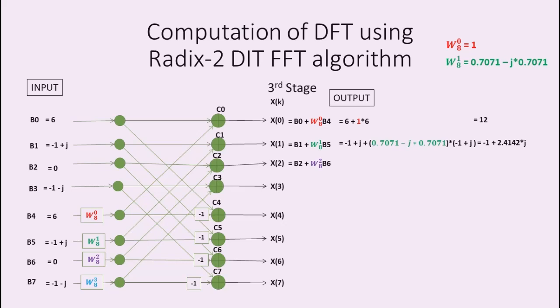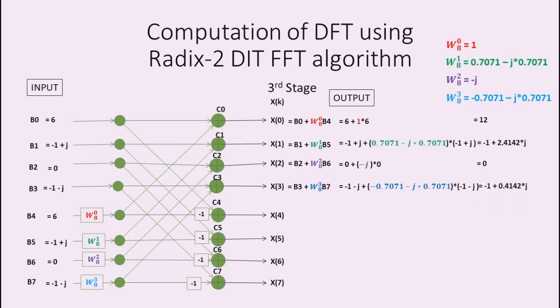And x2 is equal to B2 plus W8 to the power 2 into B6, where W8 to the power 2 is equal to minus j, so that x2 is equal to 0, and x3 is equal to B3 plus B7 into W8 to the power 3, where W8 to the power 3 is equal to minus 0.707 minus j 0.7071, and that's equal to minus 1 plus 0.4142 j.